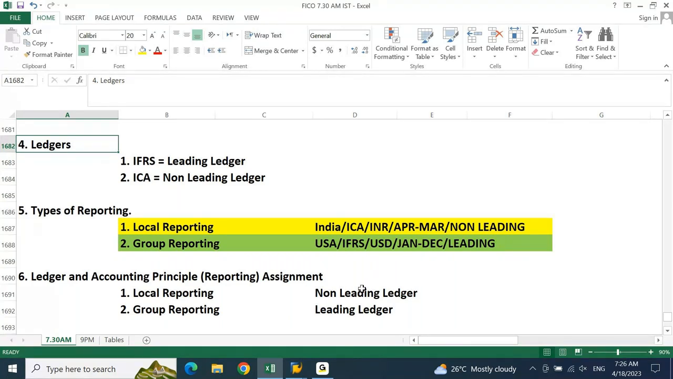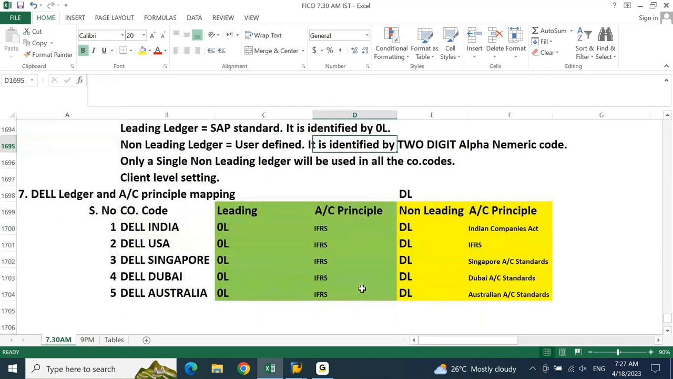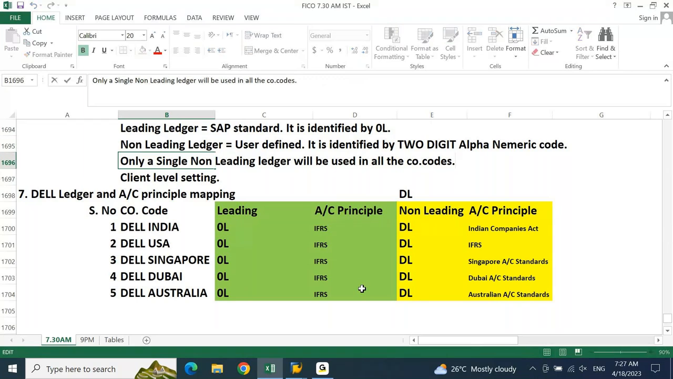One quick question. For a given company code, can I have more than one non-leading ledger? Yes, you can have multiple non-leading ledgers based on your requirement. Because non-leading ledger is company code specific. Because somewhere you mentioned that we can mention only one non-leading ledger. No, that is to meet your local reporting requirement. This is only to meet one local reporting requirement.